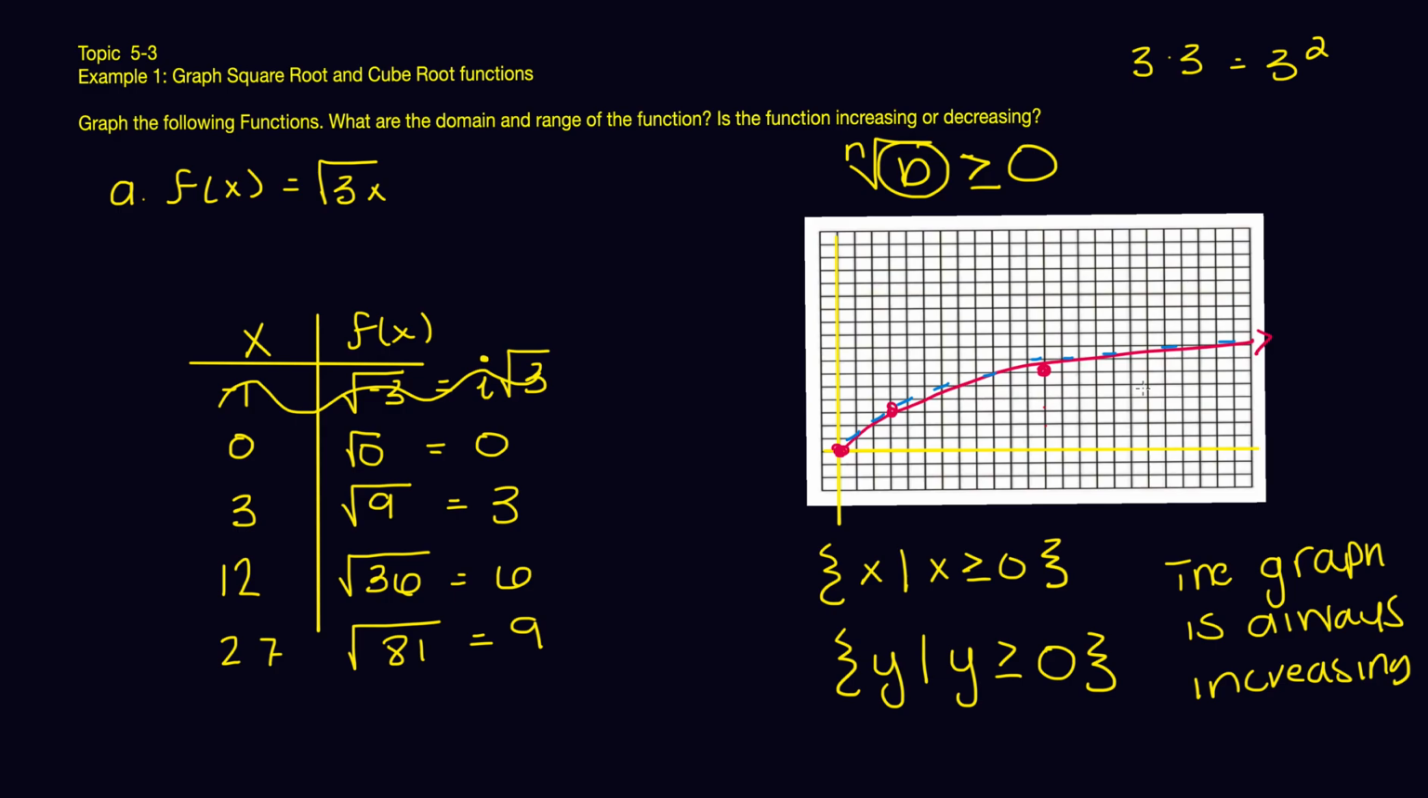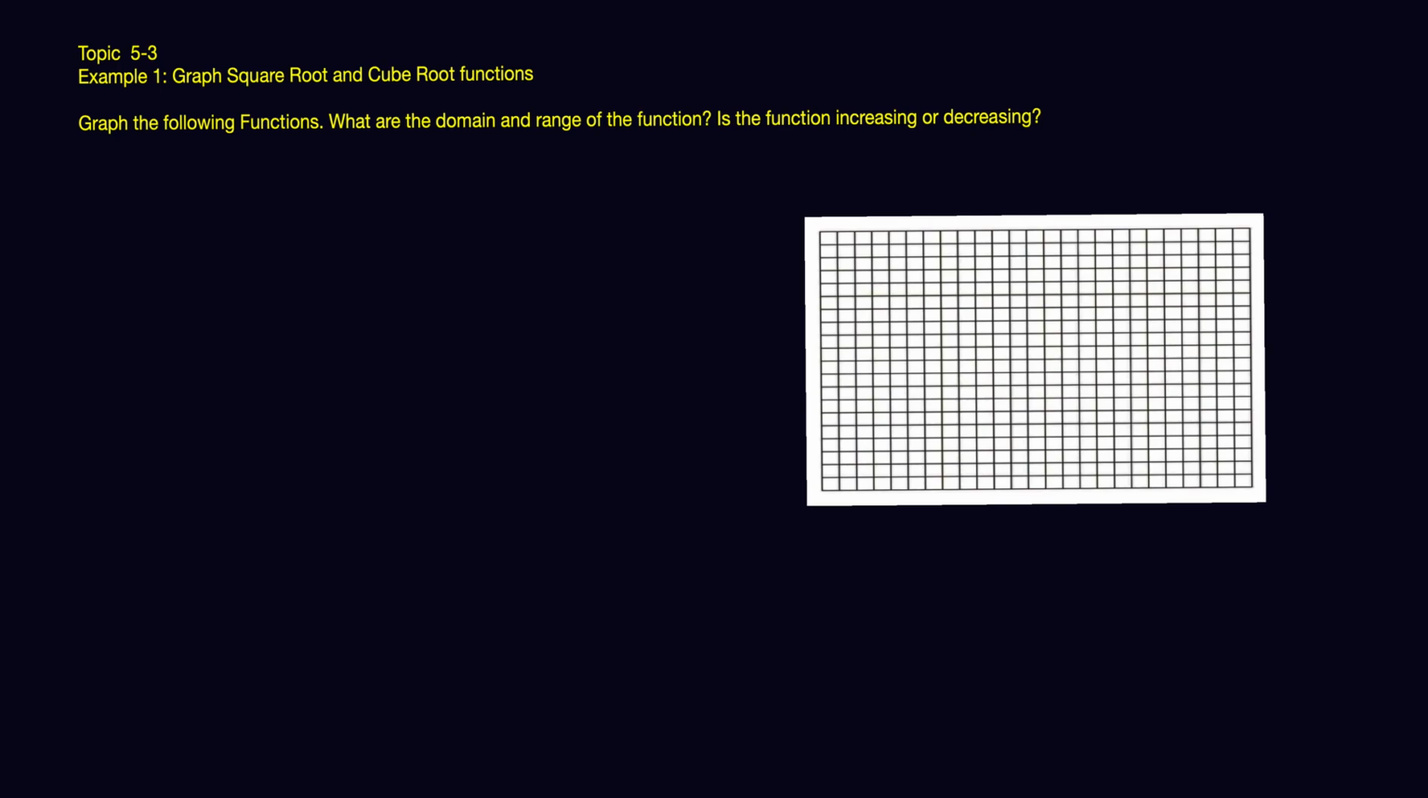All right, so that's part A. As x increases, our graph increases. We have a nice domain, everything in a nice range, and we use the t-table to solve this. So let's look at part B.